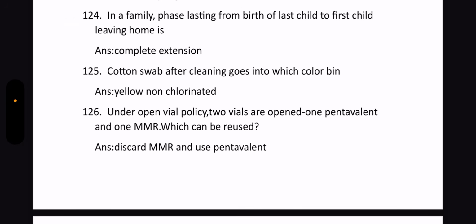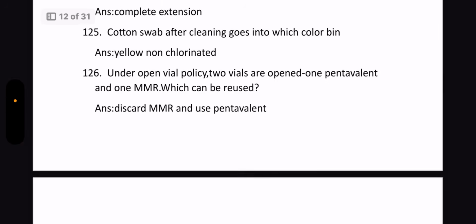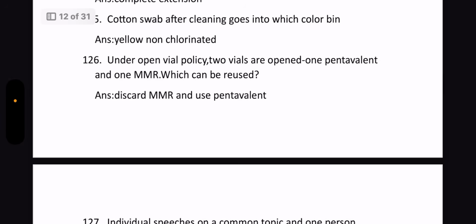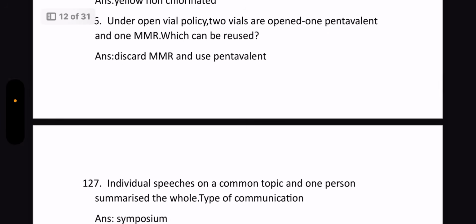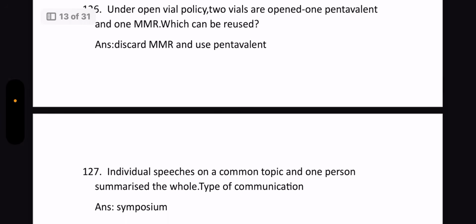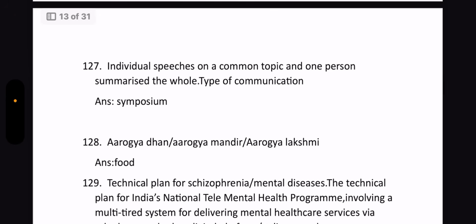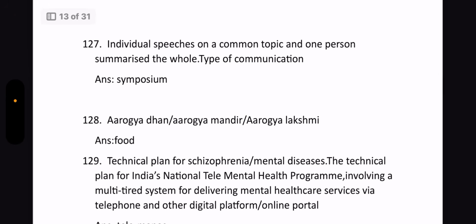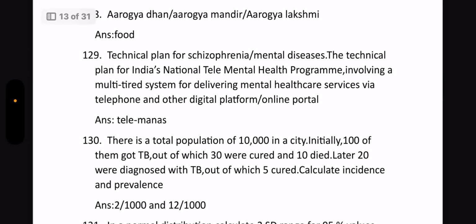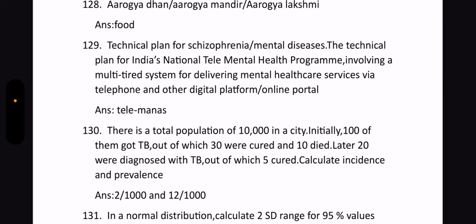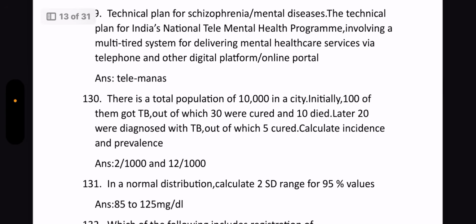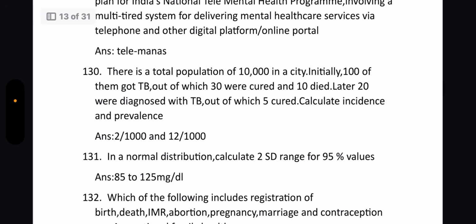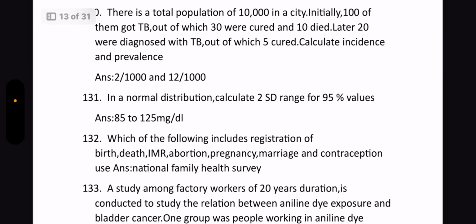Next, in a female, phase lasting from birth of last child to first child, complete extension. Cotton swab after cleaning goes into the yellow non-chlorinated bag. Under open vial policy, 2 vials are open, 1 pentavalent, 1 MMR; which can be reused? Discard MMR, use pentavalent. Next, individual speeches on a common topic. One person summarizes the whole: type of communication is symposium. Next, Arogyadan, Arogya Mandir, Arogya Lakshmi is related to food. Technical plan for schizophrenia or mental disease. Answer is Tele-MANAS. Next, there is a total population of 10,000.